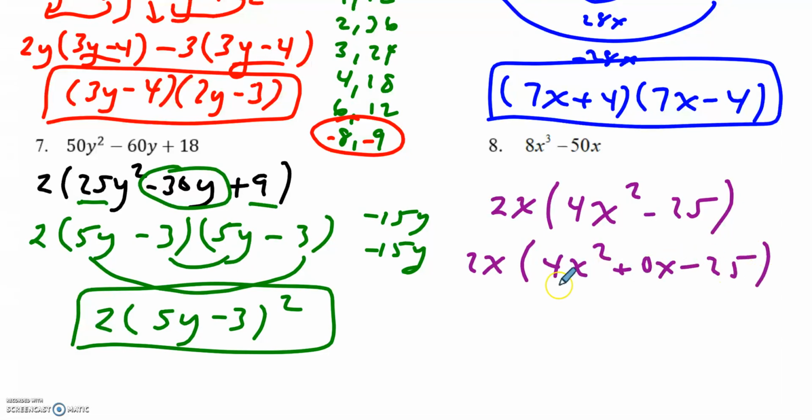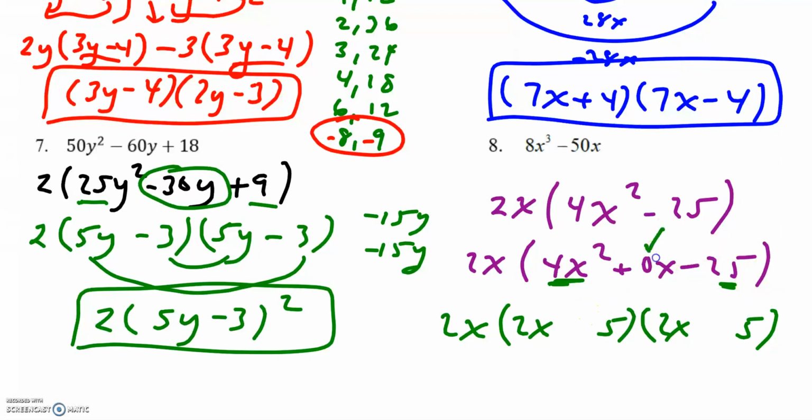Do I have perfect squares on the ends? Yes, again I do. So I have my GCF on the outside. I can go straight to 2 parentheses. What times what gives you 4x squared? 2x times 2x. What times what gives you 25? 5 times 5. How do I combine to get a middle term of 0? If I have 10 and 10, one needs to be positive and one needs to be negative.